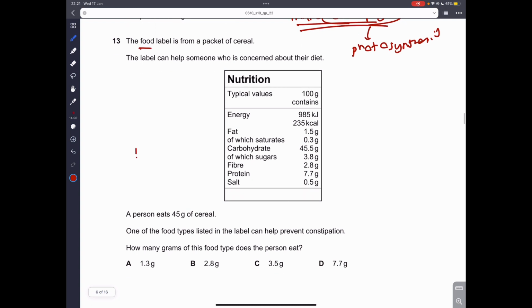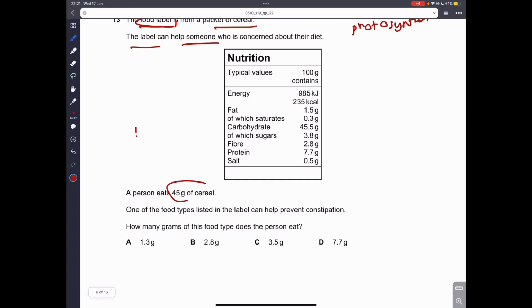Okay, question 13. A food label is from a packet of cereal. The label can help someone who is concerned about their diet. Okay, a person eats 45 grams of cereal. One of the food types listed in the label can prevent constipation. How many grams of this food type does this person eat? One of the food types listed.